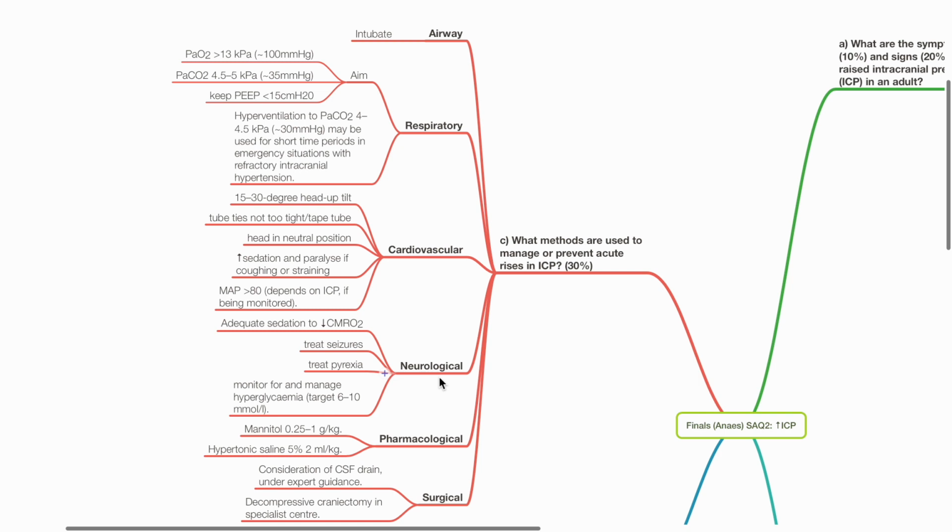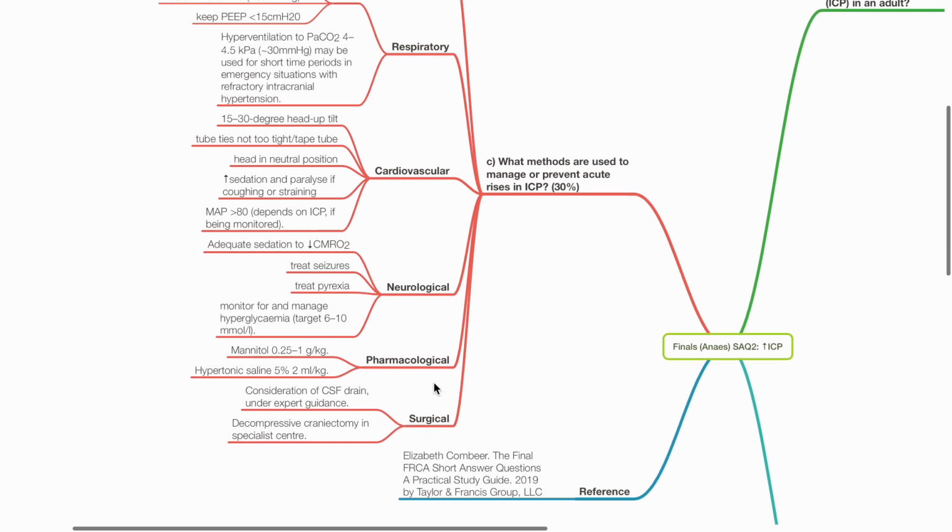Neurological measures: ensure adequate sedation to reduce CMRO2, treat and prevent seizures, treat pyrexia, monitor and manage hyperglycemia, target blood sugar level 6 to 10 millimoles per liter. Drugs that may be used include mannitol 0.25 to 1 grams per kg and hypertonic saline 5% 2 ml per kg. Surgical measures include CSF drain and decompressive craniectomy.